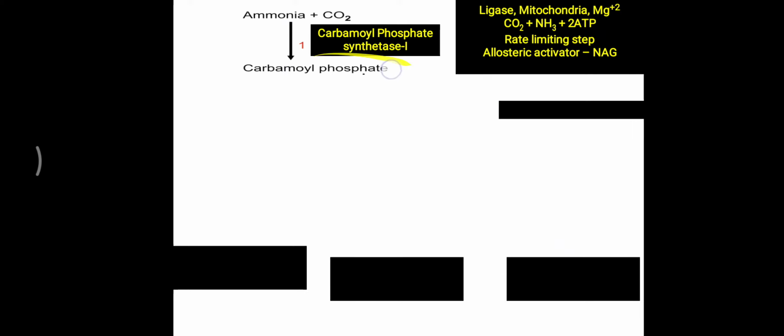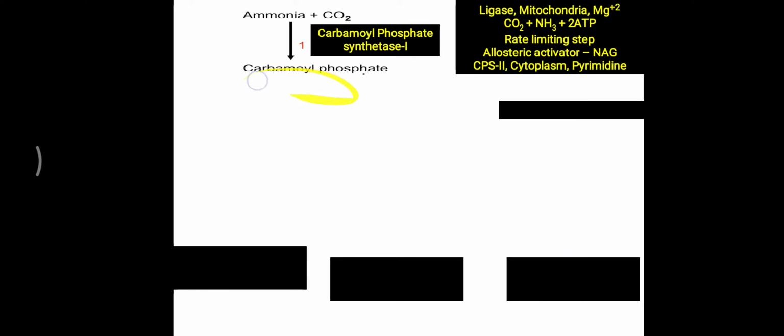Now, like CPS1, there is one more enzyme, that is CPS2. But this enzyme is present in the cytoplasm, and it is useful for pyrimidine nucleotide formation. So you have to remember the difference between CPS1 and CPS2. CPS1 is for urea formation, which is allosterically regulated by N-acetyl glutamate, while CPS2 is required for pyrimidine nucleotide formation, which is not under allosteric regulation by NAG, meaning N-acetyl glutamate.